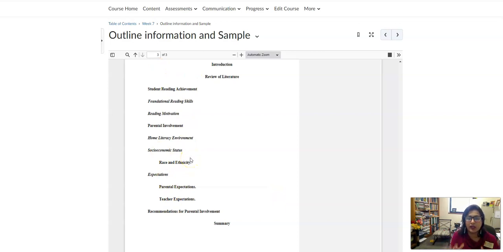An outline helps you frame your literature review. Every one of you will do an outline, and once you have an outline, whatever articles you're reading, you will put them within those subheadings or headings that you have, so that it helps you organize it, and it helps you flow it.